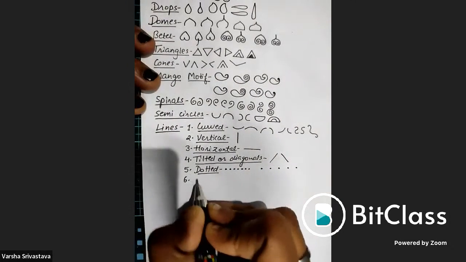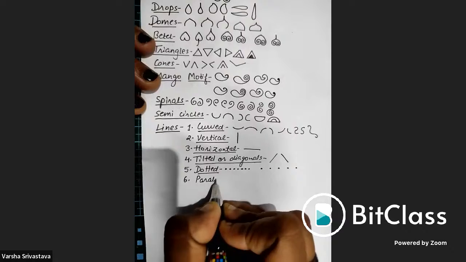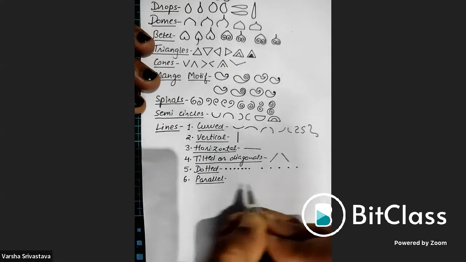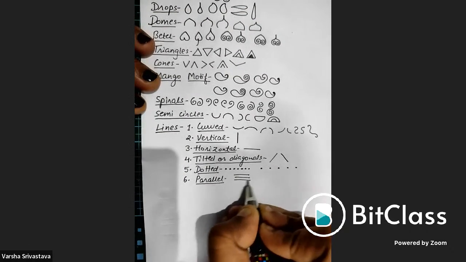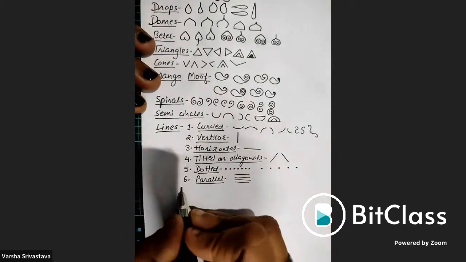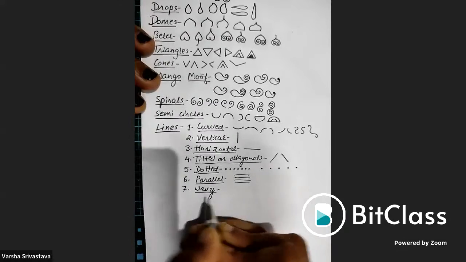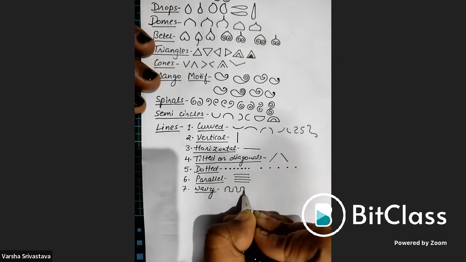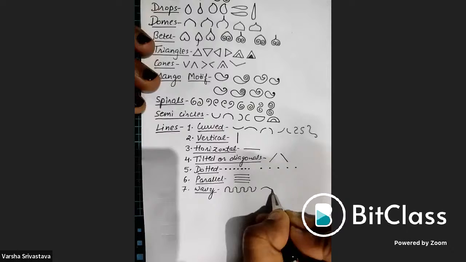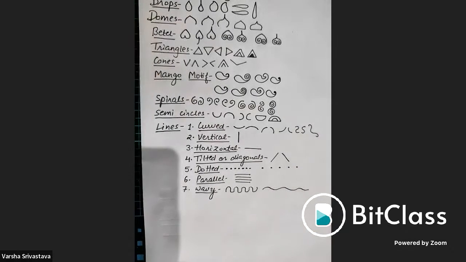Sixth, we have the parallel lines. The lines which do not intersect each other are the parallel lines. So they are just like this. And seventh and the last one is the wavy lines or waves. And these are the high waves. And these are the low waves. High waves and low waves. Okay. So these are the lines which we actually use.